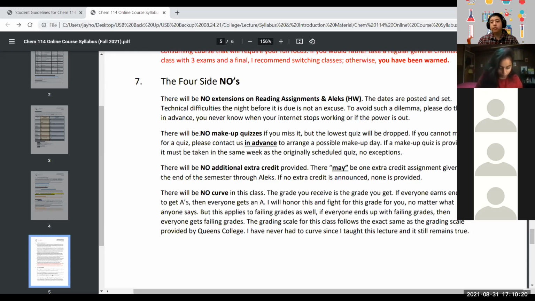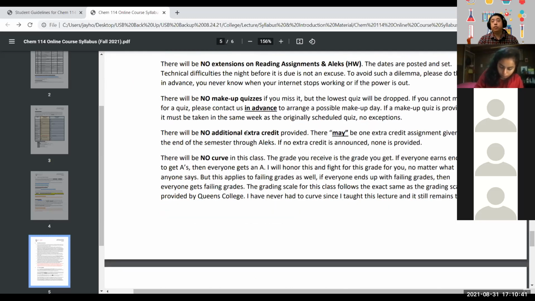There are no makeup quizzes. If you know you can't make it for a certain time, tell me in advance. We can try to schedule a time. But once that time is up and I haven't heard anything from you, you haven't emailed me, you haven't contacted me about a quiz, you just didn't take it, I assume you're taking that as a zero. And if that's your lowest quiz grade, that's the one that gets dropped. So I don't offer any additional extra credit. There may be one assigned with one of the homeworks, but generally speaking, there is no extra credit.